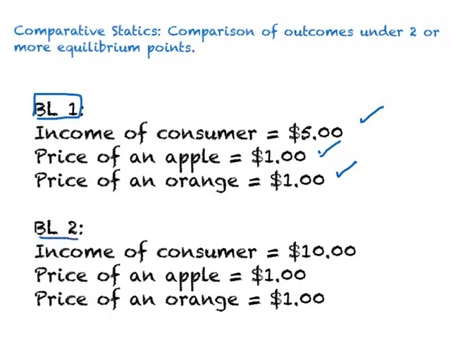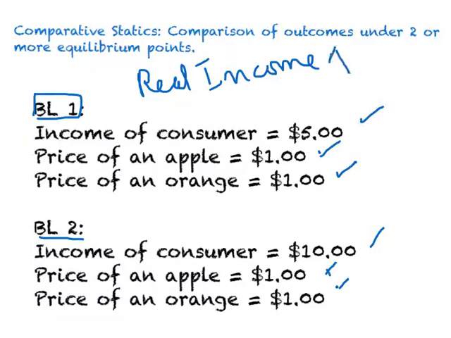Now suppose the nominal income of this person changes to $10 and price of an apple equals price of an orange, which is still $1. In other words, the nominal income has doubled and price of an apple and price of an orange have stayed the same relative to BL1. So when we have BL2 in relation to BL1, we know that the real income of this person has increased. And what has happened to the price ratio? It has stayed the same. PA by PO has not changed.